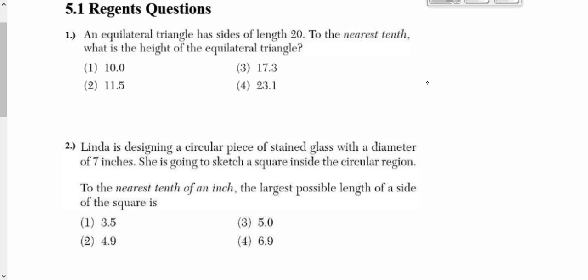All right, so did you guys draw a sketch of this first one? What kind of triangle are you drawing? Equilateral. Okay, that's pretty simple, right? Just rough. All sides are congruent, and they're all what? 20.